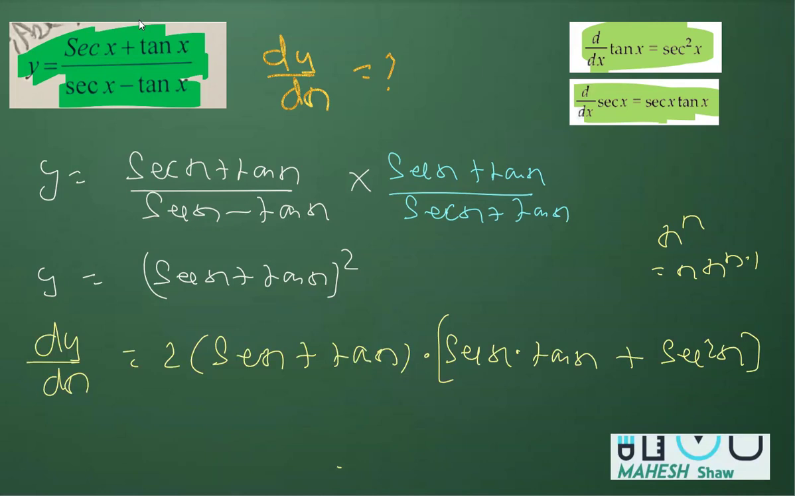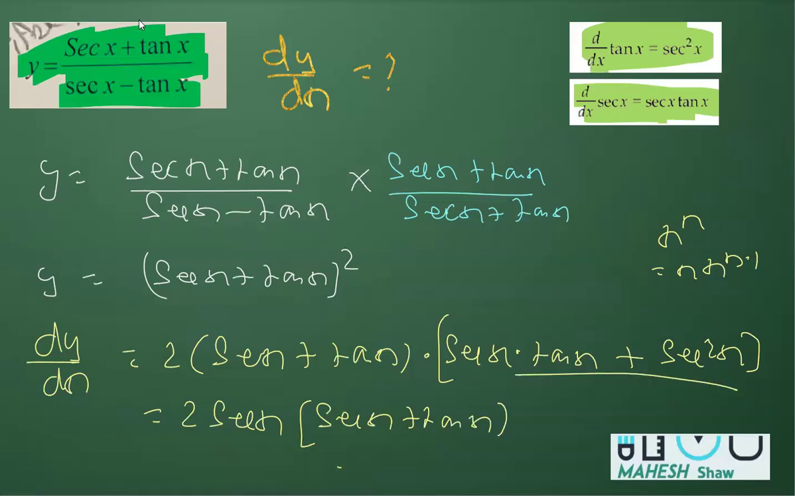You can now take common. I can see that common from here is sec x. So we can take sec x as common, so we'll get 2 sec x outside. Well, this will be as it is, that is sec x plus tan x. And here we are left with tan x plus sec x, which you may write as sec x plus tan x as it is. So as I said, we can write the square of this, so I may write square and remove this. So this would be the answer for this after differentiation.